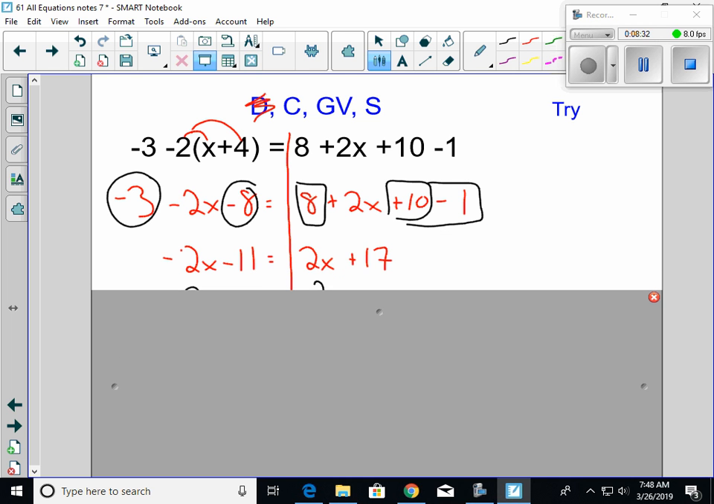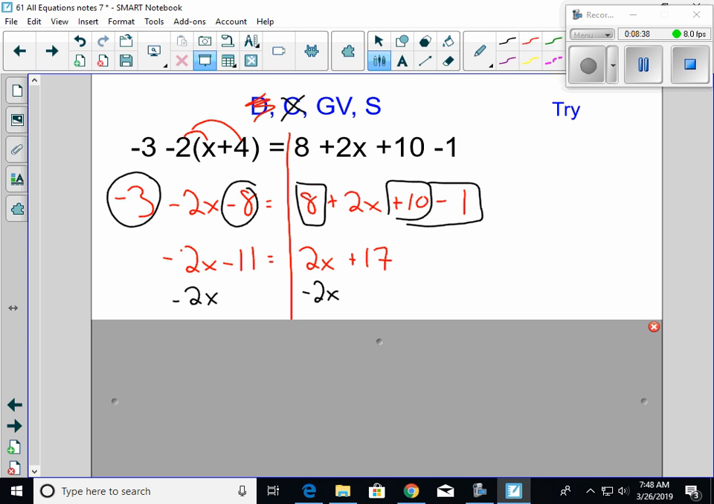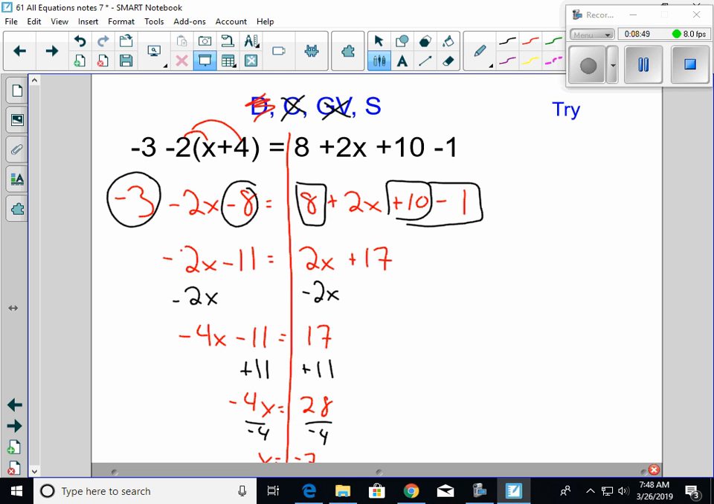Okay, so after you combine like terms, now get the variables to the same side. I brought them to the left by doing -2x. Okay, you could have brought them to the right by doing +2x. And then finish solving this. Final answer, x equals -7.